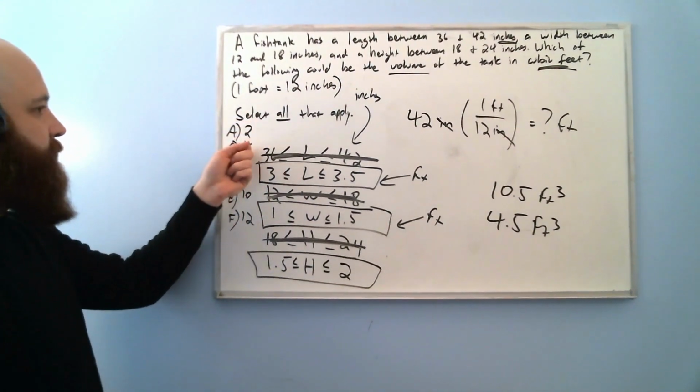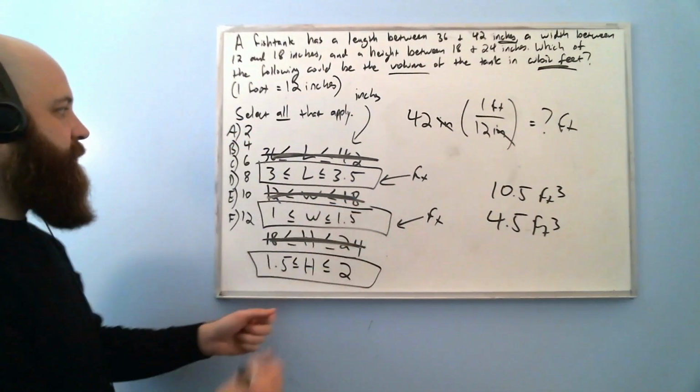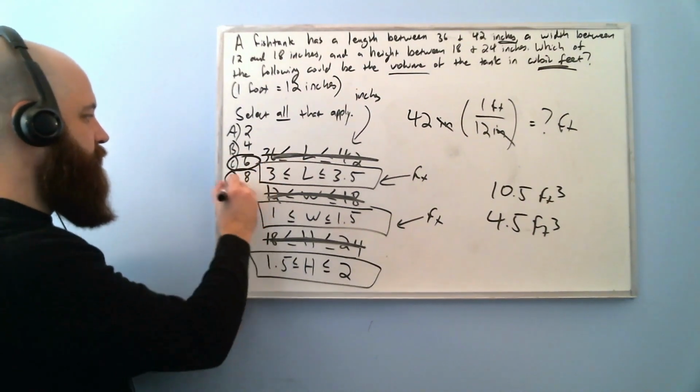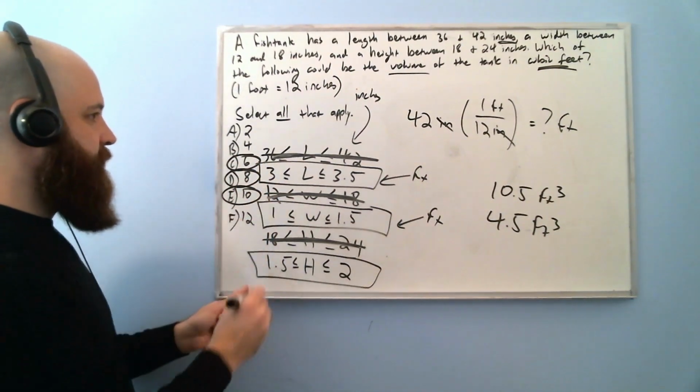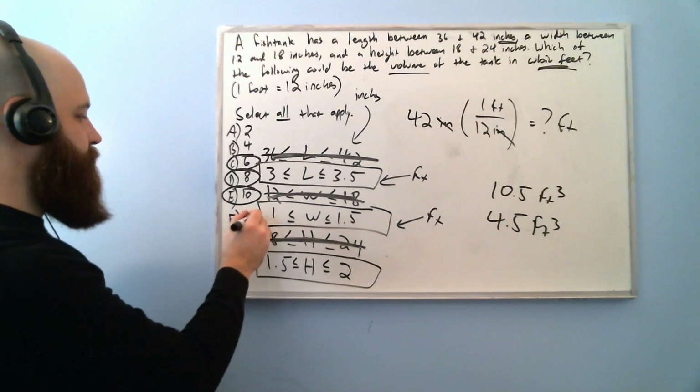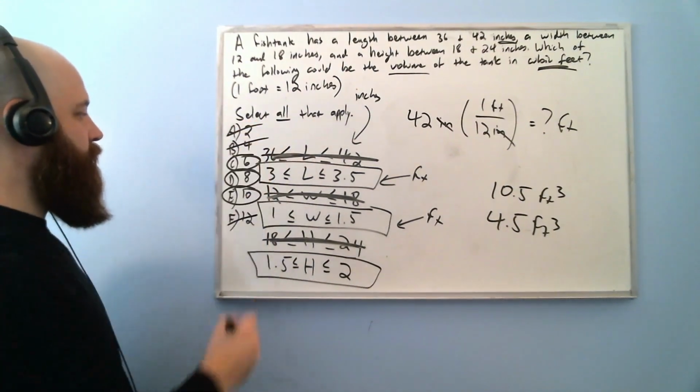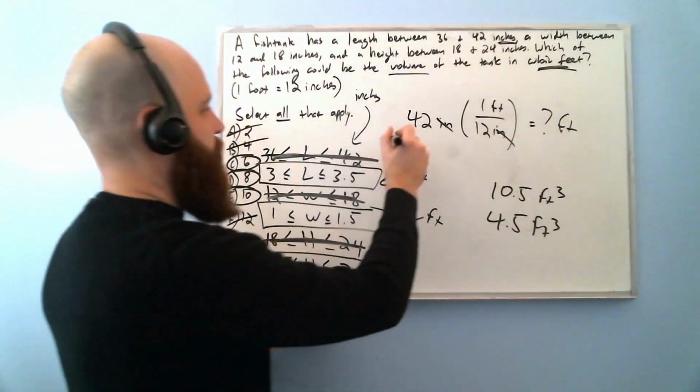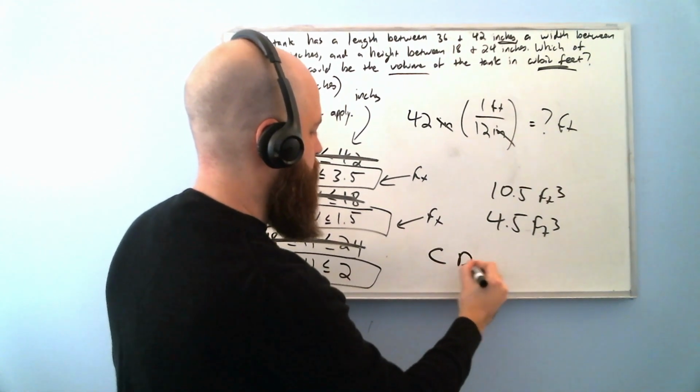Well, it couldn't be 4. 4.5 is my minimum. So it could be 6, could be 8, could be 10. But 10.5 is my maximum, so it couldn't be 12, couldn't be 2 or 4. So that leads us to the correct answer on this question, C, D, and E.